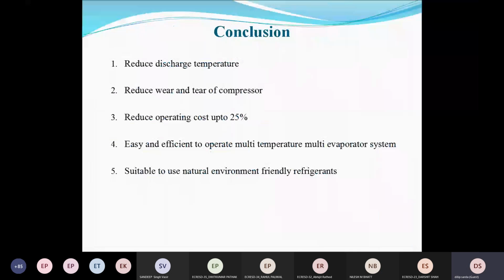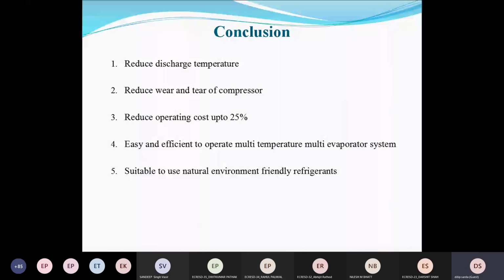It is easy and efficient to operate a multi-temperature, multi-evaporator system, and suitable to use natural environmentally friendly refrigerants also, because most of the natural environmentally friendly refrigerants have a very low slope in the isentropic line, and that's why it is more suitable for that.